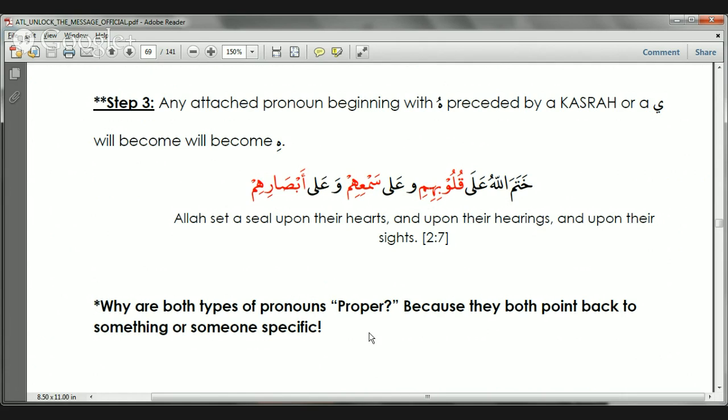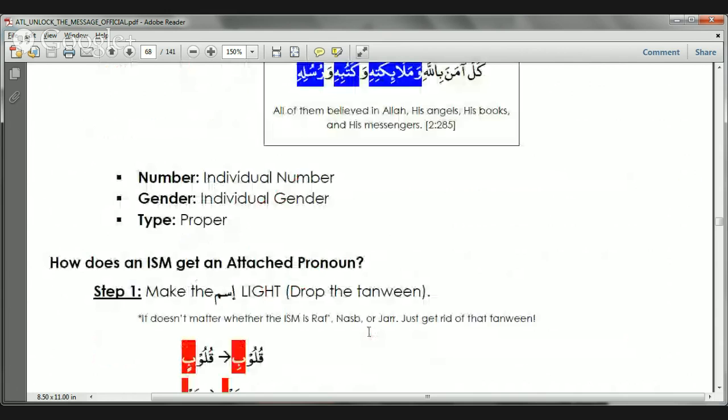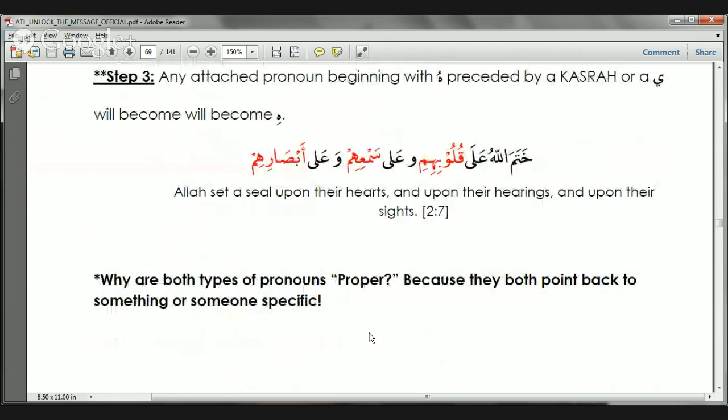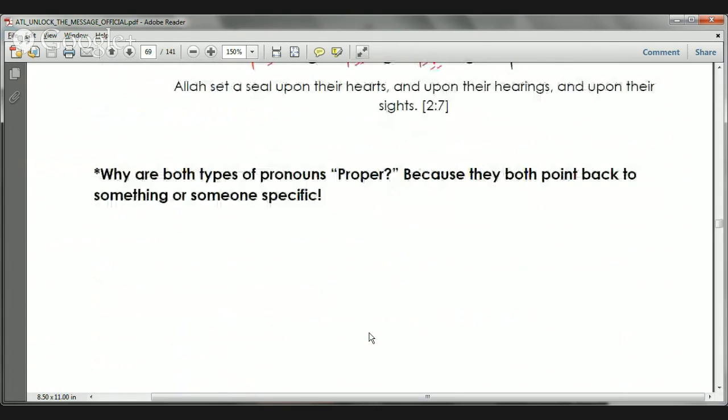In attached pronoun, status? Nasab or jar? Number? Depends. Gender? Depends. Type? Proper. So all pronouns, every single one, independent or attached, their type, they are proper. So hence this question, why are both types of pronouns proper and not common? It's a very obvious fact because they both point back to something or someone specific, right? You know exactly who or what you're talking about.